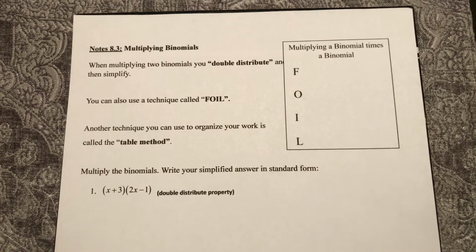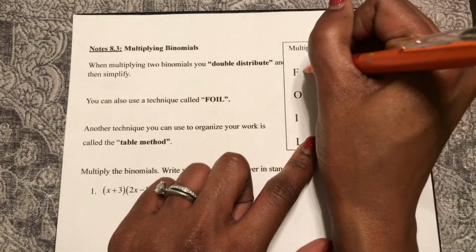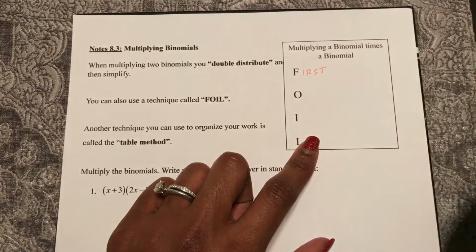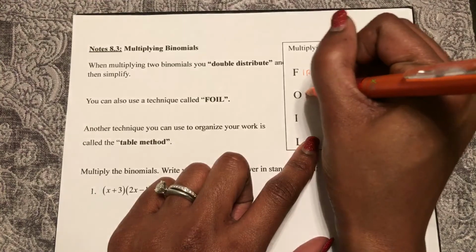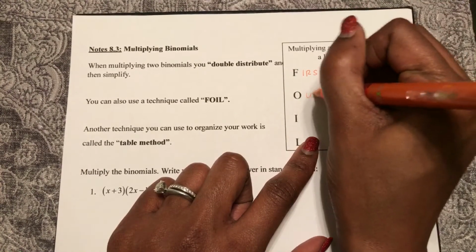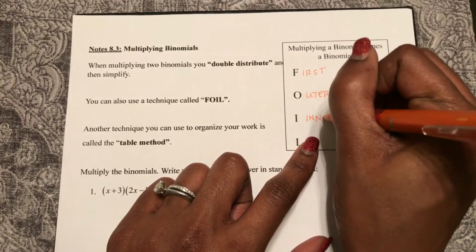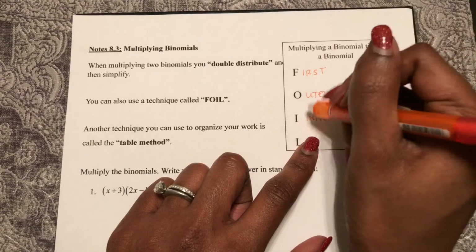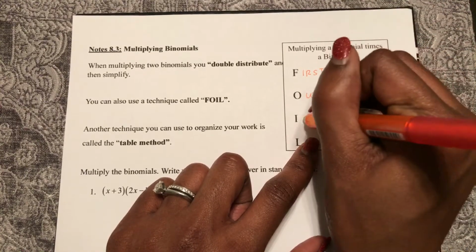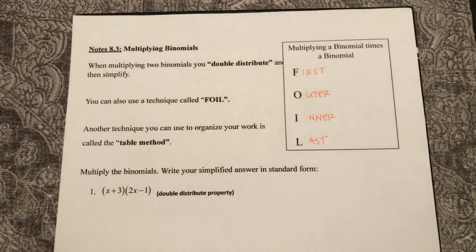Before I get into the example, first, multiplying a binomial times a binomial. If you use the FOIL method, F stands for first terms, O stands for outer terms, I stands for inner terms, and then L stands for last terms.